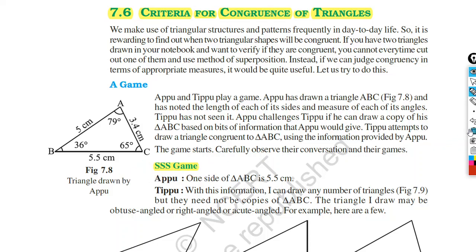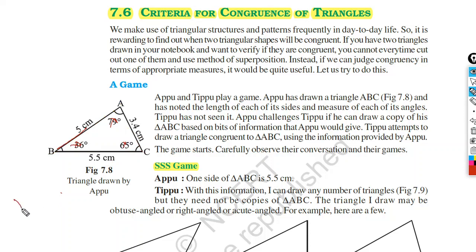Now you will be given a dimension. Suppose this dimension: triangle ABC with AB equal to 5 cm, BC equal to 5.5 cm and AC equal to 3.5 cm. Forget about the angles. We'll just give the dimension of these lengths. We'll not discuss the angles.